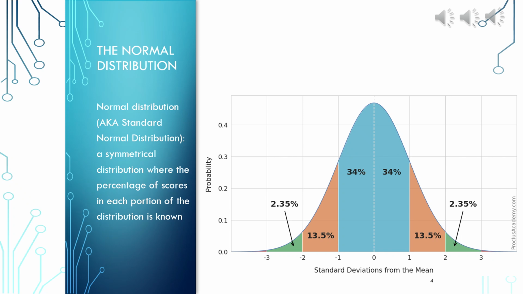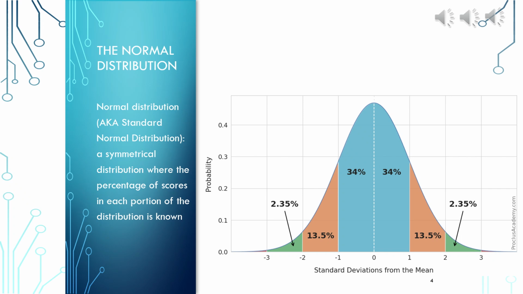Well, you can go out further to plus and minus 2 standard deviations from the mean. You can see that 13.5% of the data lies between 1 and 2 standard deviations from the mean. If you add all this up, 13.5 plus 34 plus 34 plus 13.5, you get 95%. So that means that 95% of all of the people's scores for whatever you're measuring are going to lie between plus and minus 2 standard deviations of the mean.